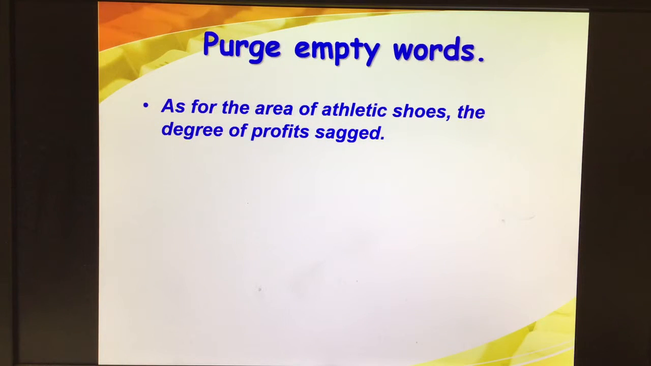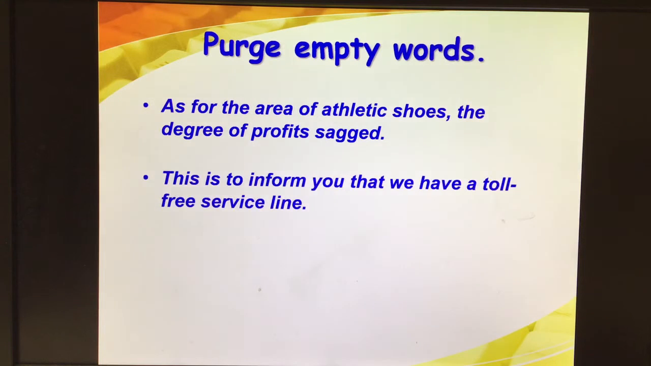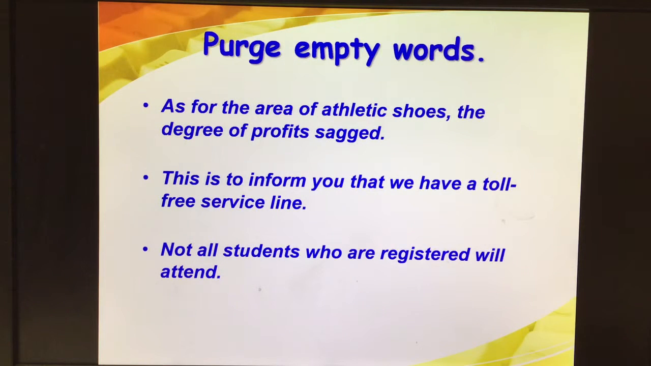Purge empty words. To purge means, of course, just to get rid of them. We see 3 statements here. As for the area of athletic shoes, the degree of profit sagged.